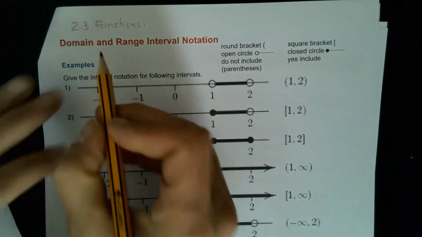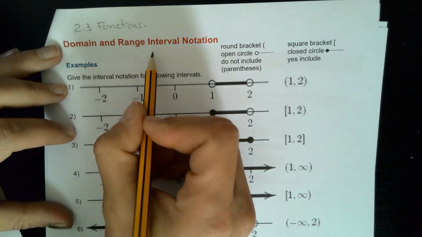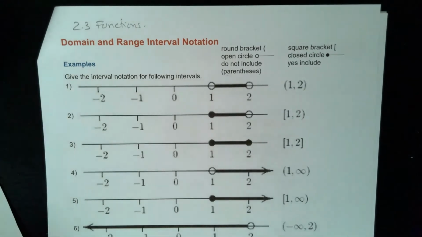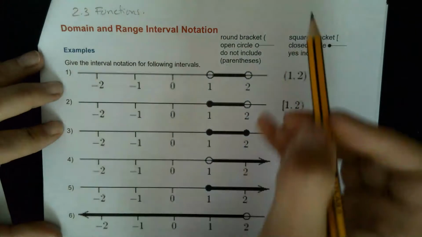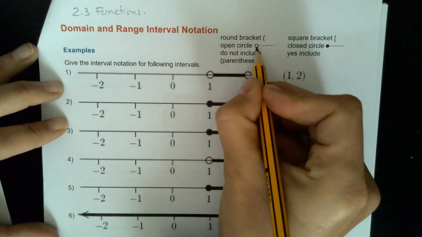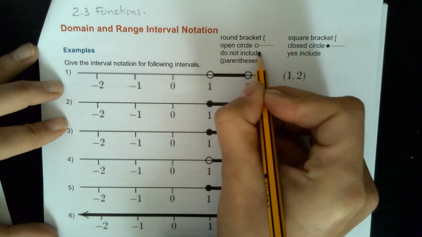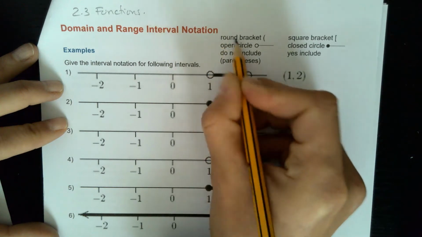We are still in 2.3 functions, and we're just doing a quick review of domain and range in interval notation. Now, we did this last semester for those who were here last semester, but you need to remember that a round bracket is used with an open circle, and it means do not include that number. Sometimes you call round brackets parentheses, same thing.